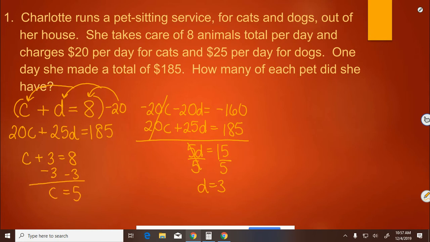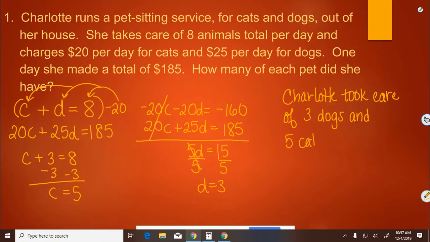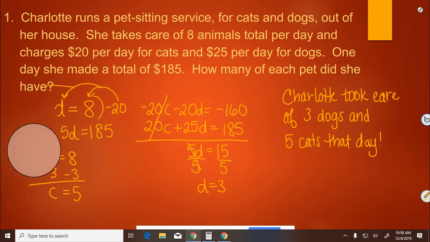So Charlotte took care of 3 dogs and 5 cats that day. It's a good way to make some quick money. All right, so let's take a look at another example.